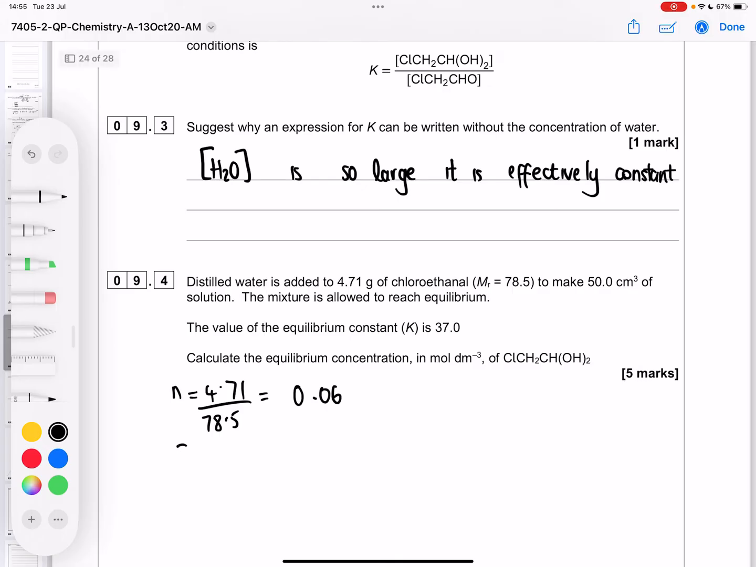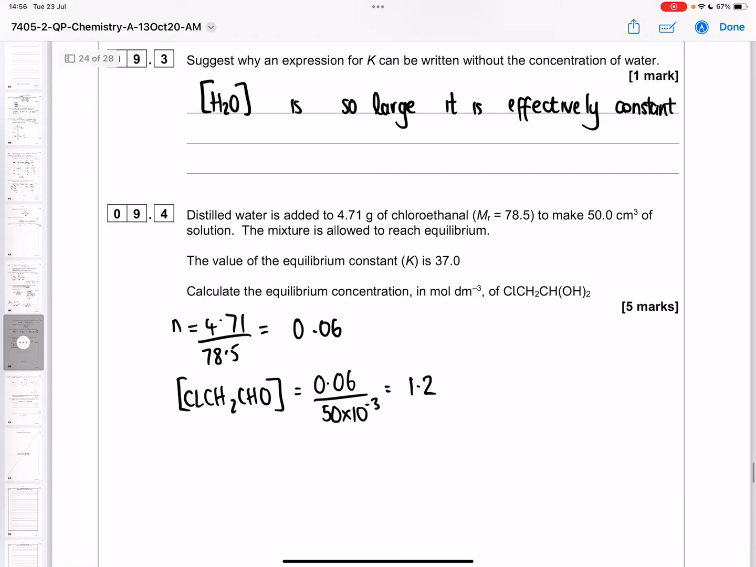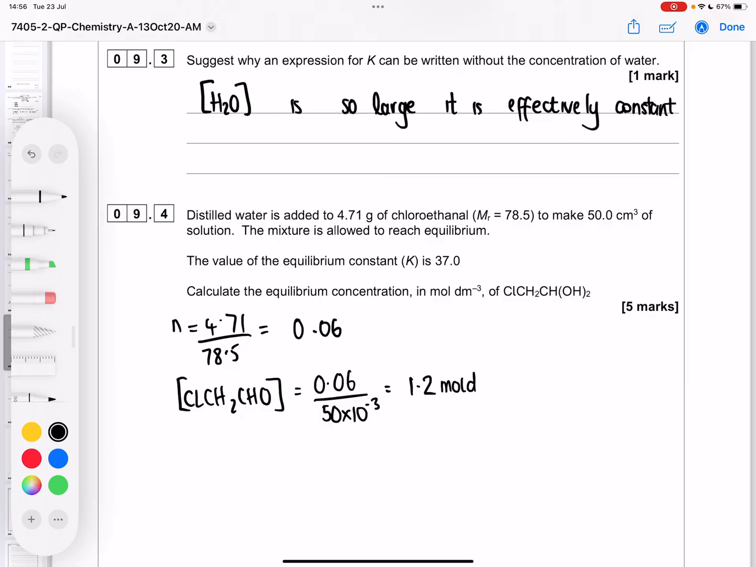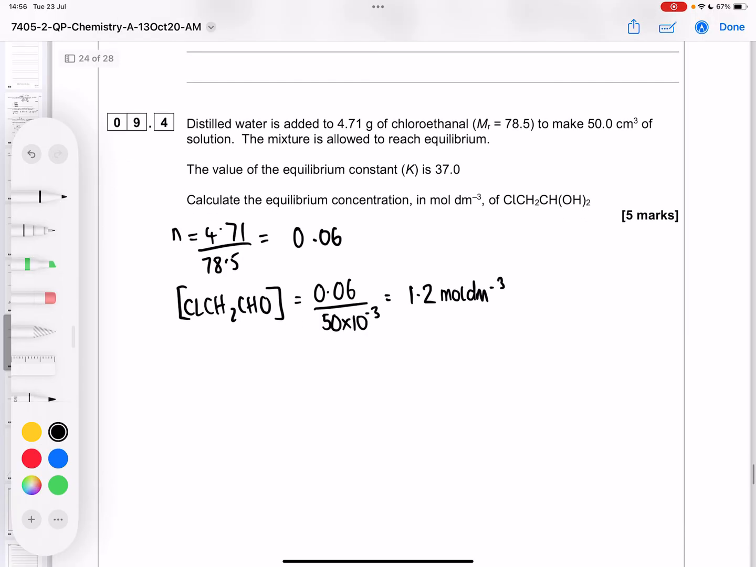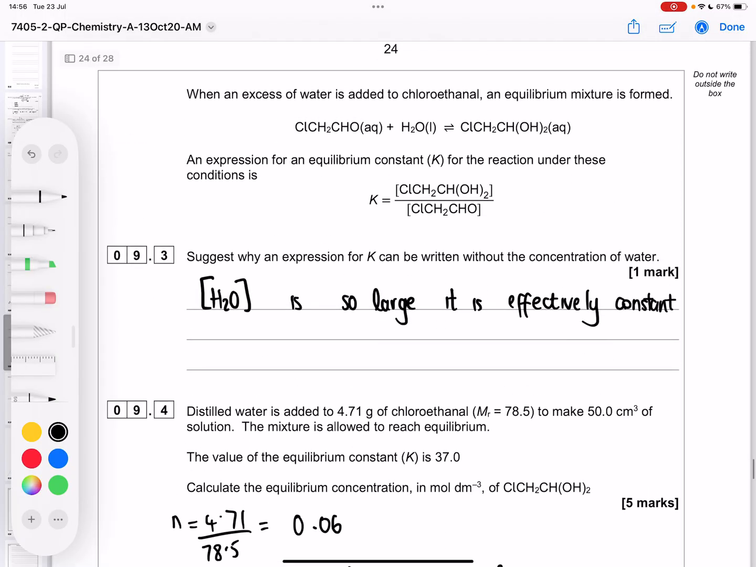So the concentration of the chloroethanol, ClCH2CHO, is moles over volume. Make sure you turn that volume into decimetres cubed. 1.2 moles per decimetre cubed. That's actually at the start, so we might not need that. Mixture is allowed to reach equilibrium. Let's just rewrite the expression.